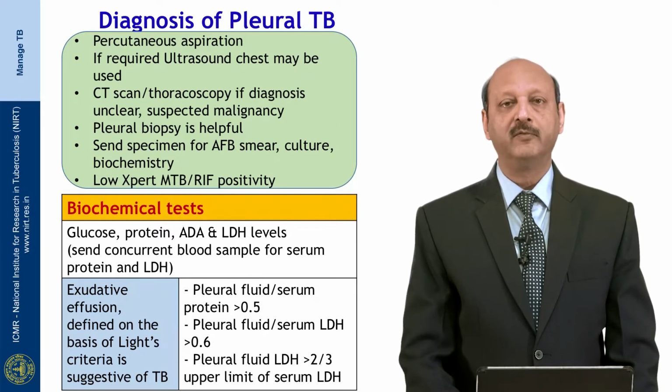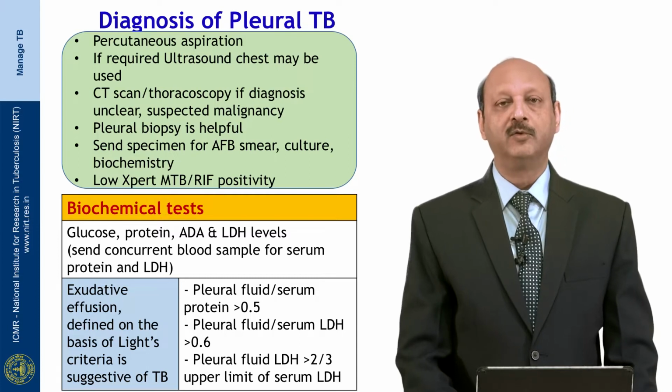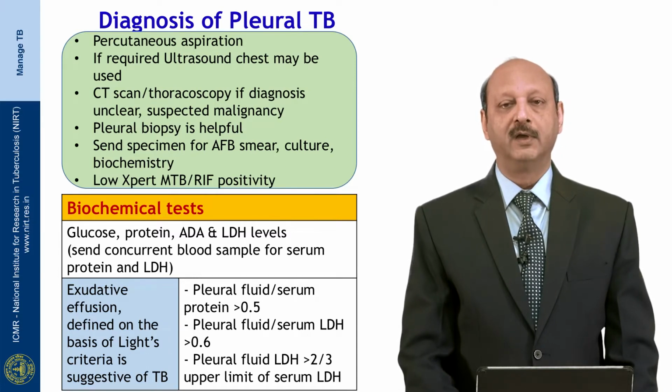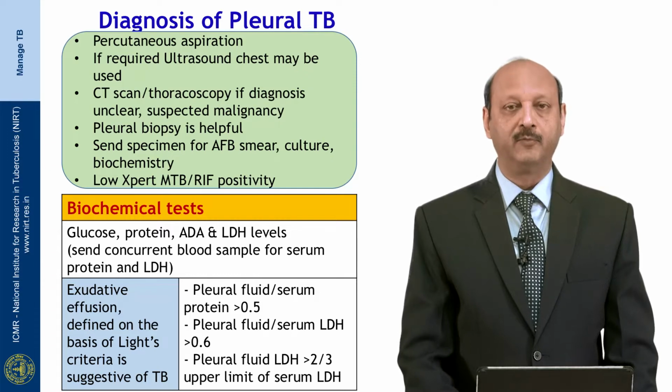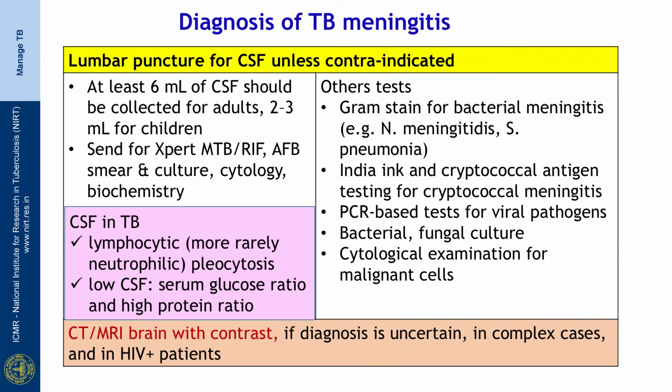The biochemical tests which should be done in cases of pleural effusion are glucose, protein, ADA and LDH levels, and simultaneously we should do blood proteins and LDH. Light's criteria define that if any one of the three, that is pleural fluid to serum protein ratio more than 0.5, pleural fluid to serum LDH ratio more than 0.6, or pleural fluid LDH more than 2/3 of the upper limit of normal for blood LDH, they all indicate exudative effusion, which again goes in favor of tuberculosis.